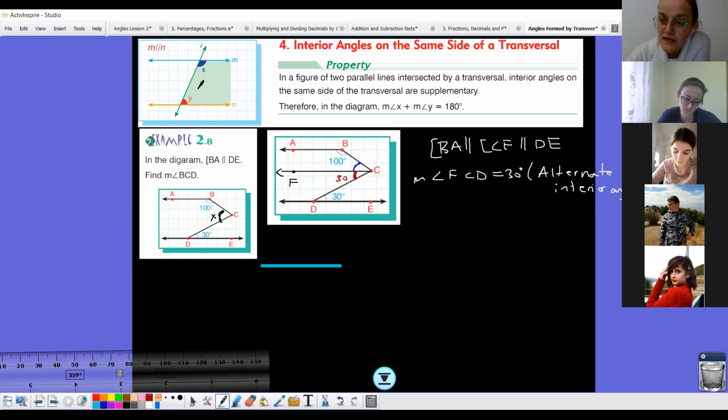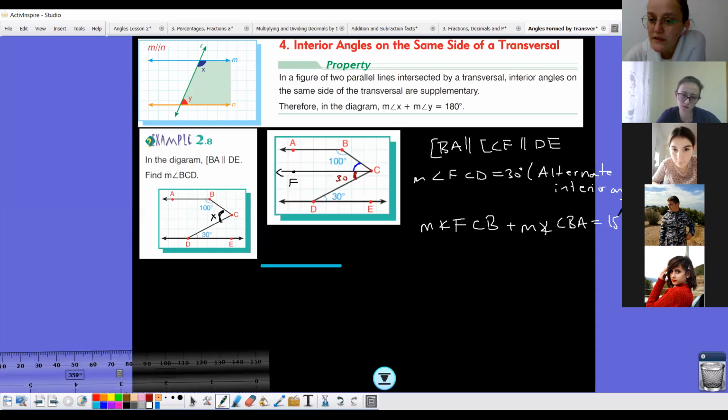This property says that the angles on the same side are supplementary. So this angle, measure of angle FCB plus measure of angle CBA will be equal to 180 degrees, according to this property.